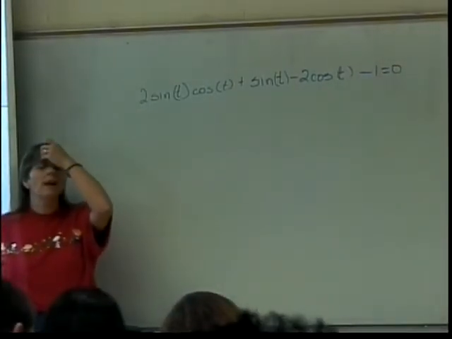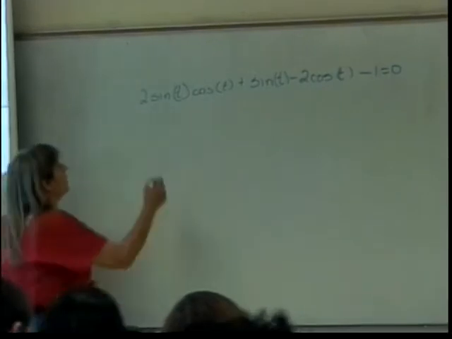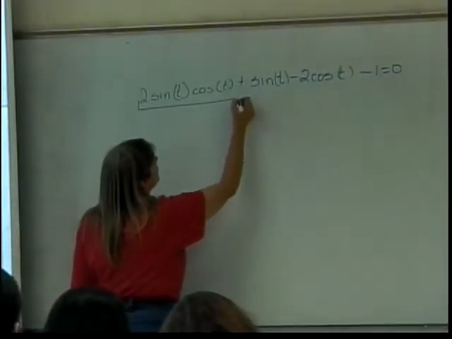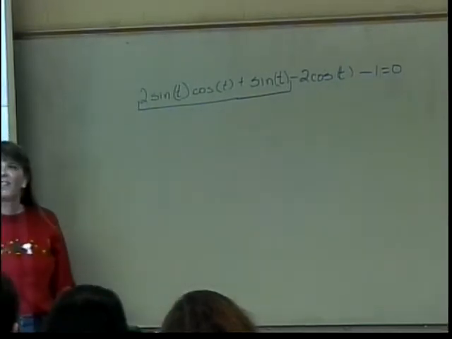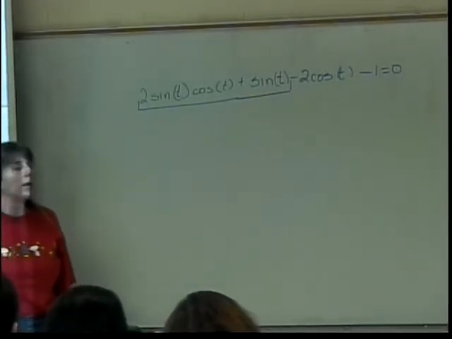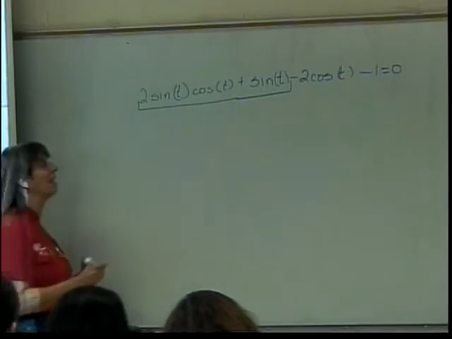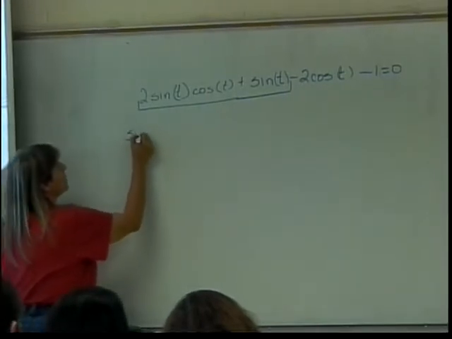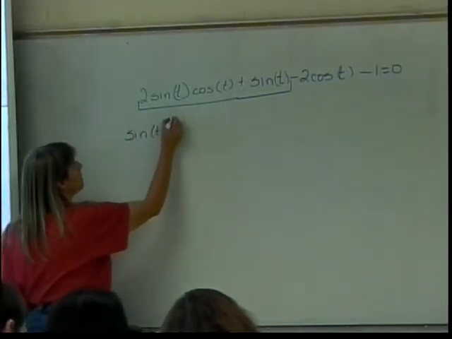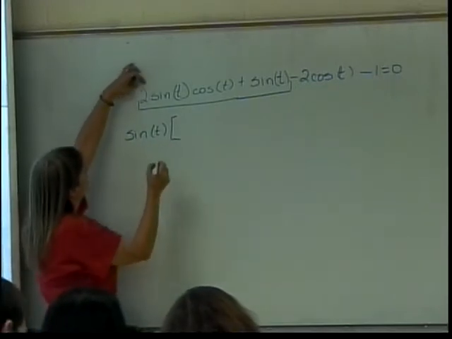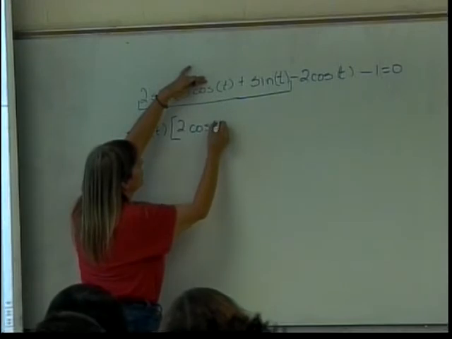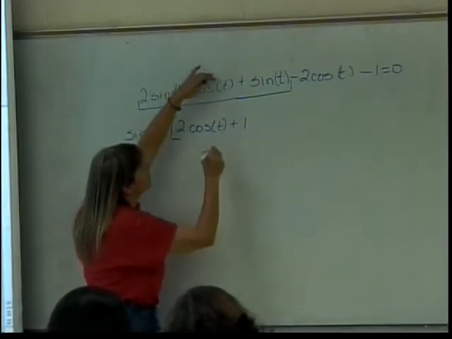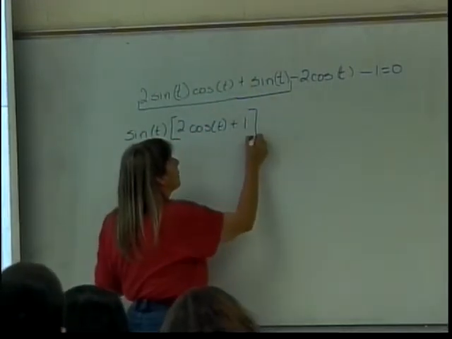So remember, this one factors by grouping. In these first 2 pieces, is there something that they have in common? A sine of t. So I can factor that out. If I factor a sine of t out of just the first 2 pieces, I'm going to be left with a 2 times the cosine of t plus 1, as I factored a sine of t out of that.